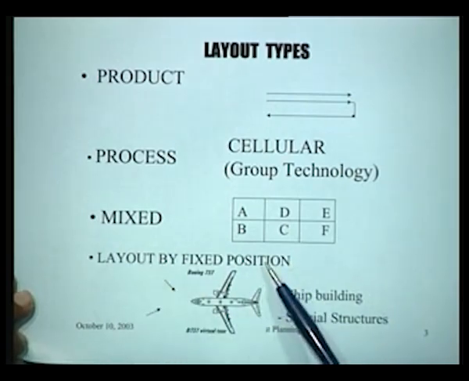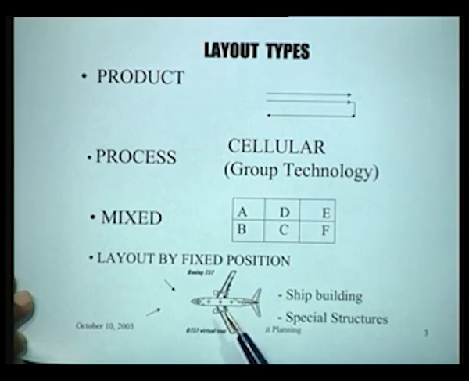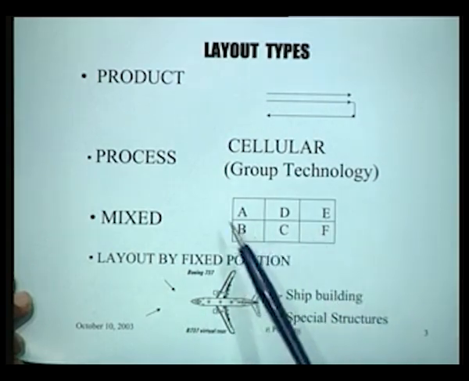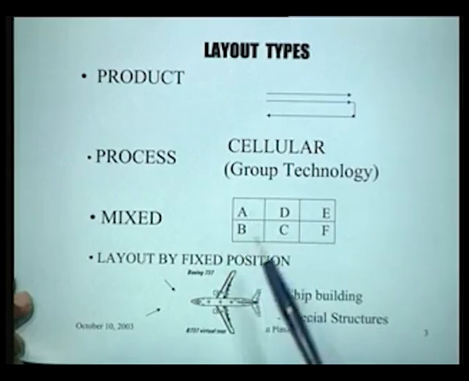In a layout by fixed position, the layout is determined by the size of the product. For instance, this is true for special structures or for shipbuilding or for assembly of an aircraft. Depending upon the type of the aircraft, you have different machines, different people keep coming and moving. So in all the earlier cases the job was moving and the machines were stationary. Here the job is stationary and the machines are moving.